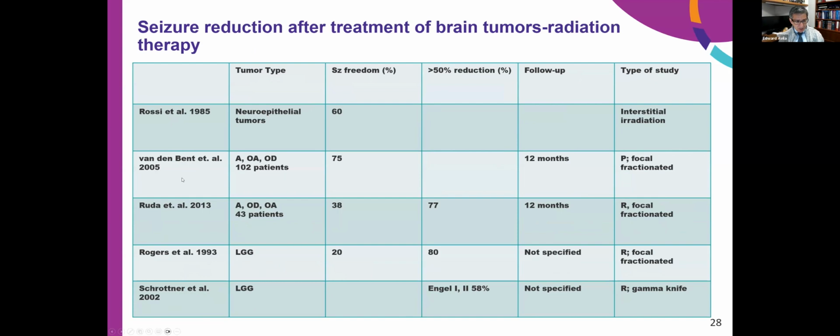These are several studies here showing different types of radiation. So interstitial radiation, fractionated radiation, which is pretty common for patients with primary brain tumors, at different follow-up points, showing good seizure freedom outcomes, as well as greater than 50% seizure reduction. And very often, for patients with a brain tumor and uncontrolled seizures, that clinical symptom of a seizure that can't be controlled is an indication to treat with either chemotherapy or radiation.